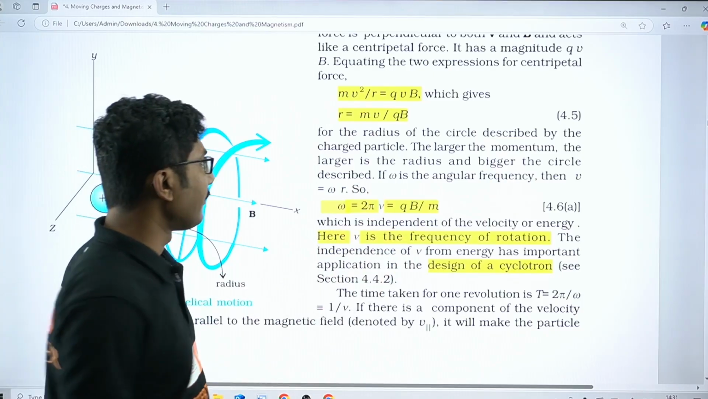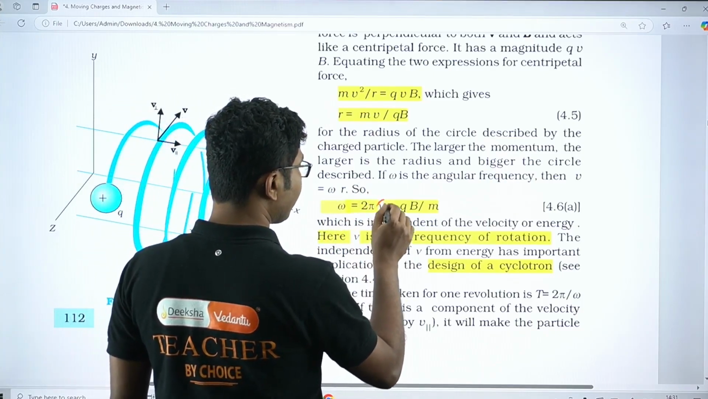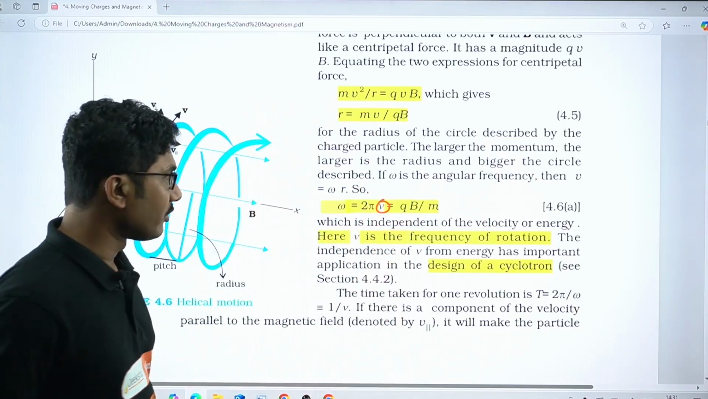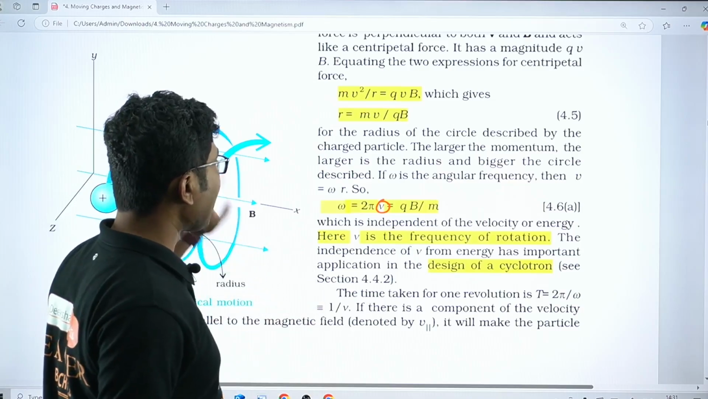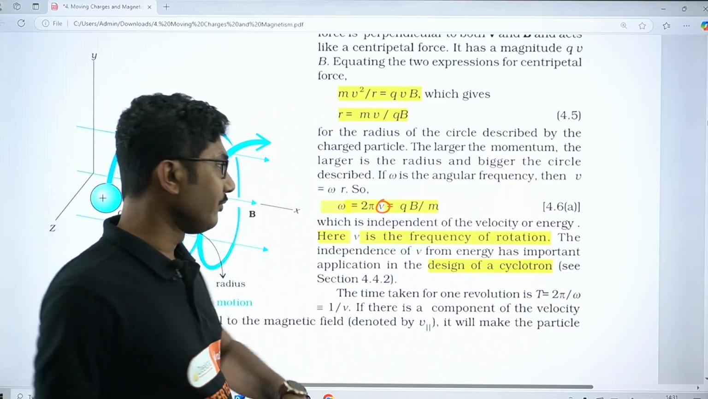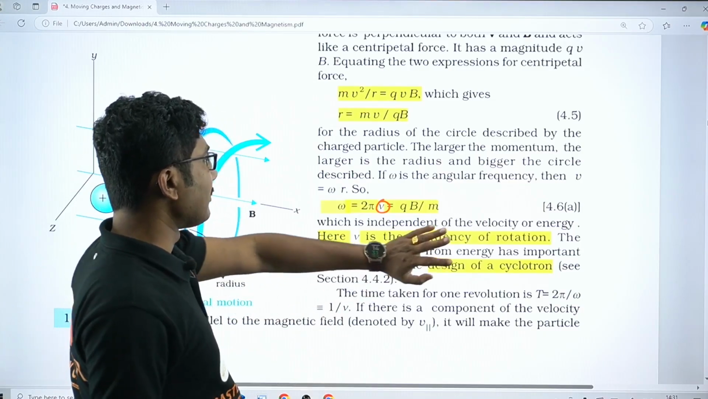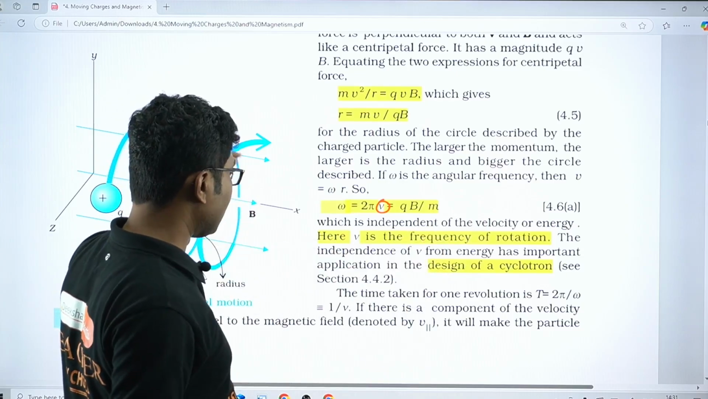This frequency is basically called cyclotron frequency. This nu is called cyclotron frequency, right? So they might sometimes ask what is the cyclotron frequency. Obviously this helps us to design a cyclotron.